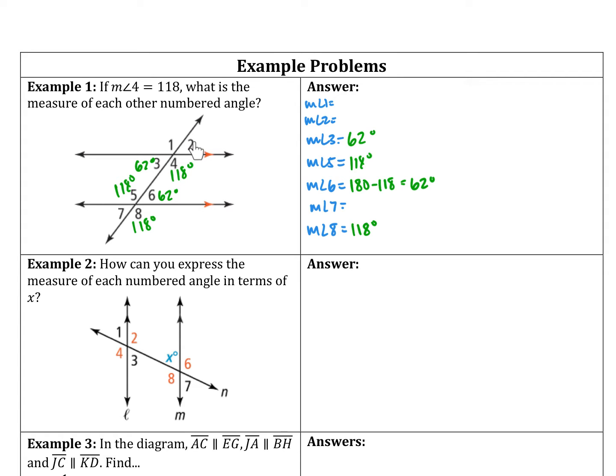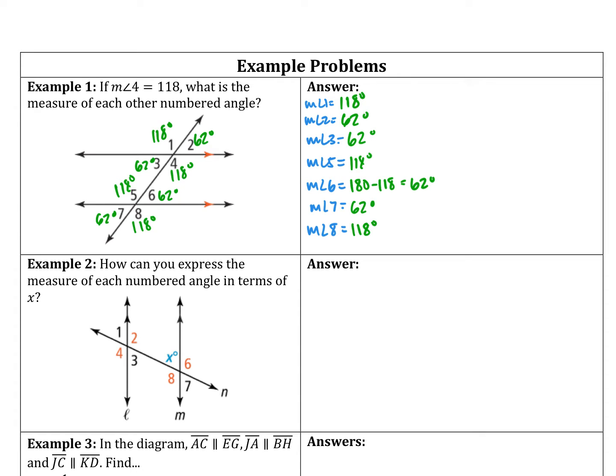And then what about angle 2? Well, angle 2 would be corresponding to angle 6. So they would have to be congruent for that reason. So angle 2 would be 62 degrees. What about angle 1? Angle 1 should be the same as angle 8 because they're alternate exterior angles. So since angle 8 is 118, angle 1 would be 118 degrees. And then angle 7 down here is the only one that we have left. There's a couple things we could look at. We could maybe say that it's corresponding to angle 3, so it should be the same, making it 62 degrees.